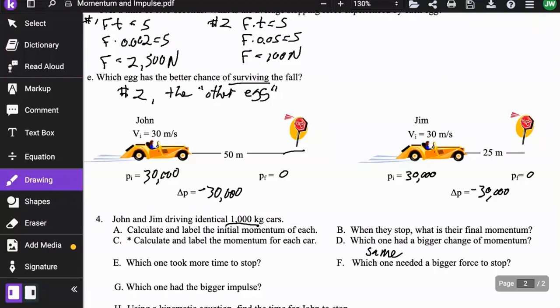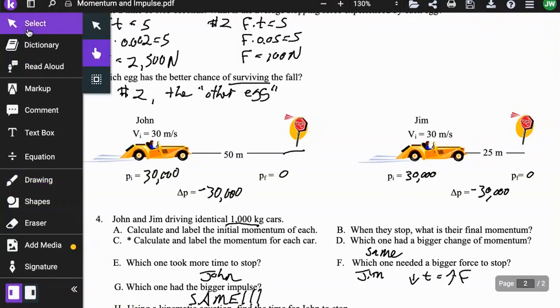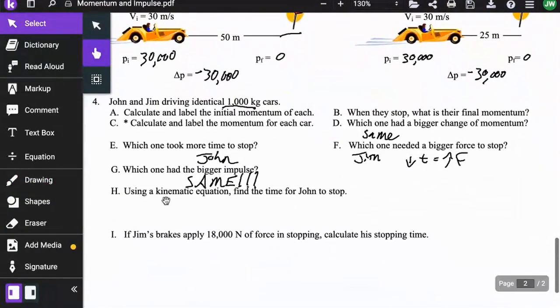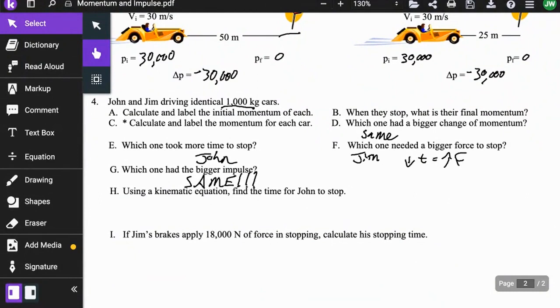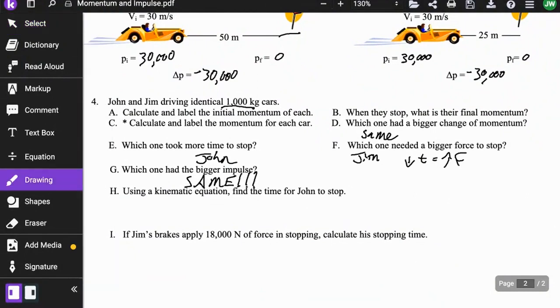Which one took more time to stop? Well, John stopped over a 50-meter distance where Jim did 25, so John took longer to stop. Which one needed a bigger force? Jim. As we reduce the time, we increase the force. Reducing the time increases the force. Which one had a bigger impulse? It's the same impulse, because change in momentum is impulse. We agreed that the change in momentum was the same, so of course the impulse is the same.